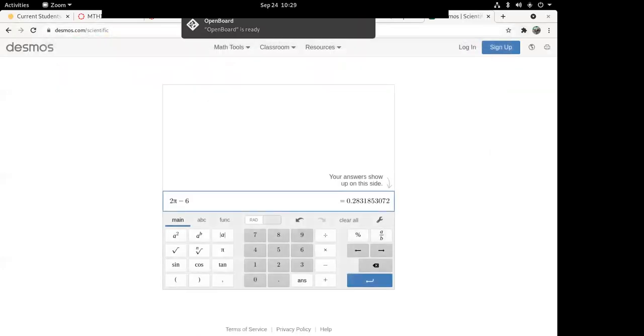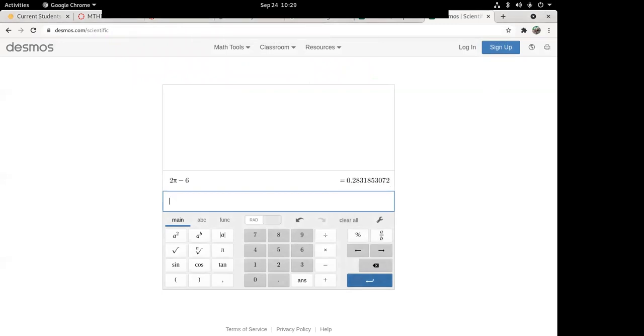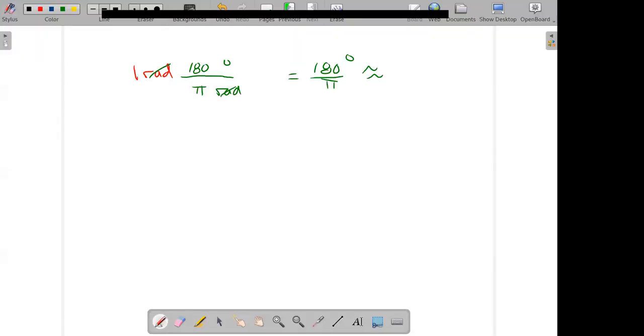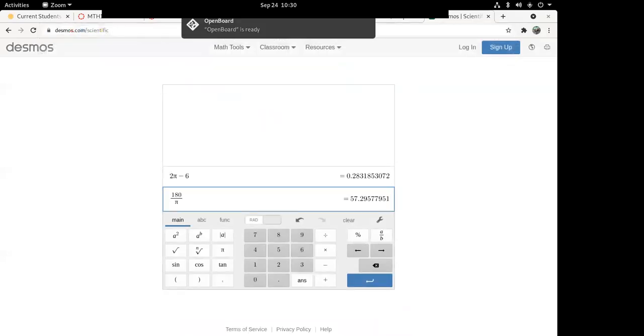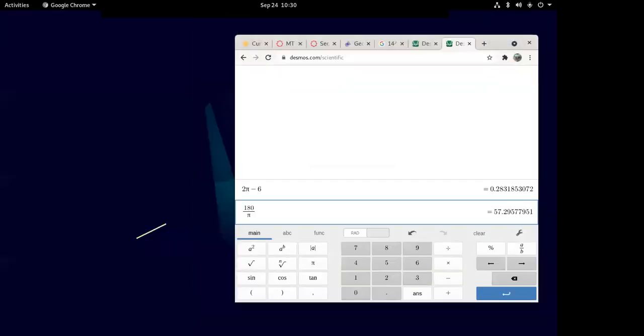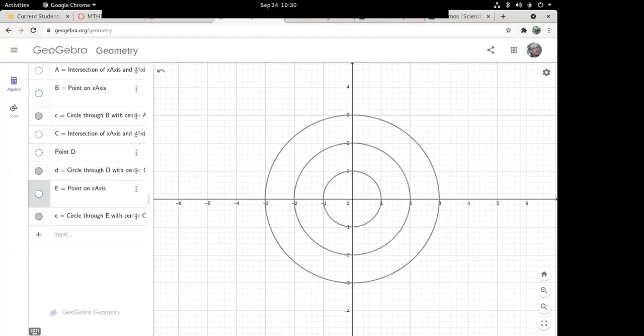Calculator time, since my brain's not doing arithmetic very well. We want to know what is 180 divided by pi, and we get about 57.3-ish, 57.30 if we went to 2 decimal places. That should be the same as 1 radian. So let's see, I'm going to go play with a program that lets me do that. GeoGebra, I think, is where I want to go. Lets me play with angles.